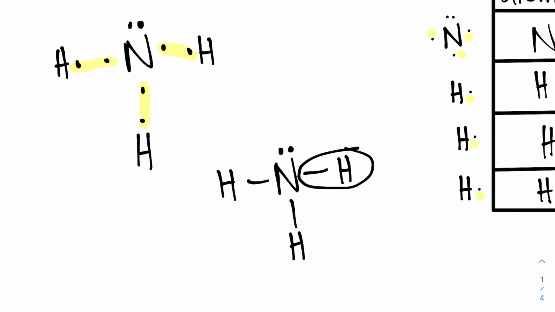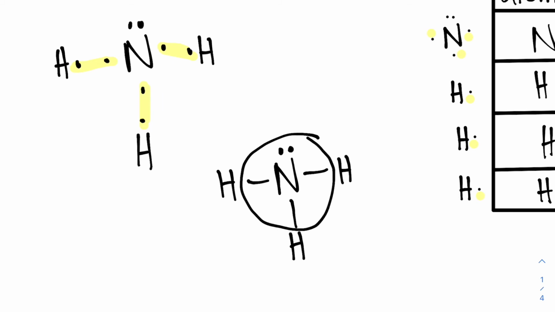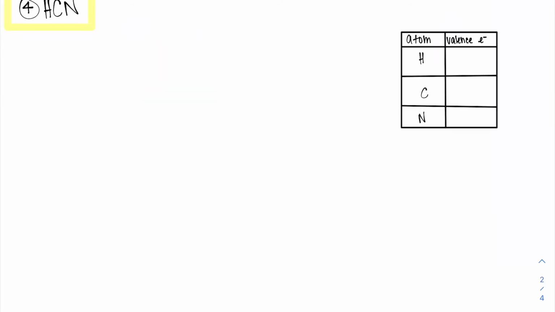This hydrogen has 2 valence electrons. This hydrogen has 2 valence electrons. Same here. And our nitrogen has its total of 8 valence electrons, satisfying the octet rule and making all atoms happy. Alrighty, one last example here that's a bit trickier.